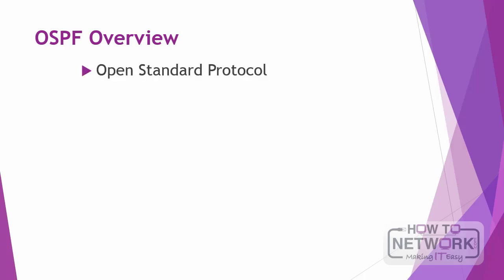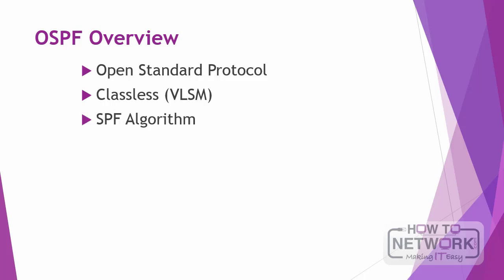OSPF is an open standard protocol, that is, it should be able to run on Cisco and non-Cisco equipment. OSPF is a classless routing protocol, and this allows it to support VLSM. Similar to EIGRP, which uses DUAL, OSPF uses the SPF algorithm to select loop-free paths throughout the topology. OSPF is designed to be very scalable because it's a hierarchical routing protocol, using the concept of areas to split the topology into smaller sections. So it is a very popular protocol in today's enterprise networks because it can scale so well.